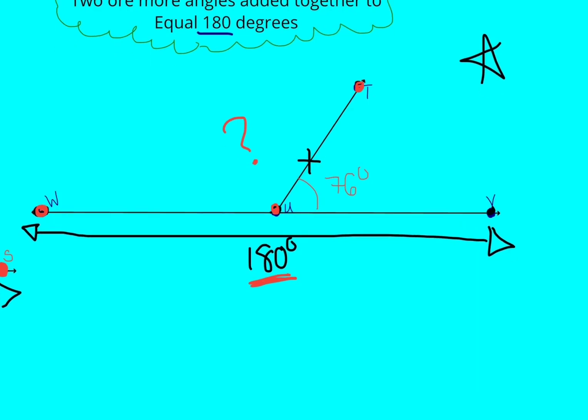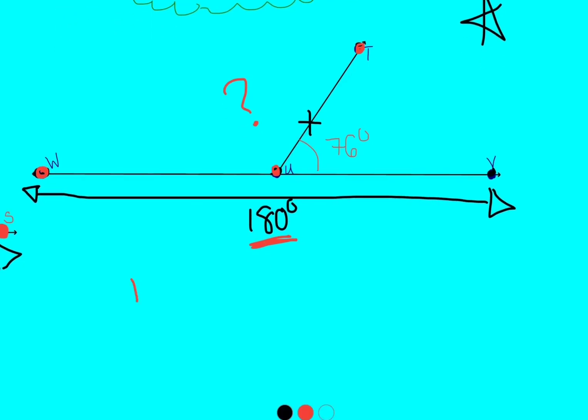Same idea. You need to set up what you know. I know that 180 degrees is my total. If I take 76 degrees away from my 180, my final answer is going to be my missing angle measurement. So let's see what we get.